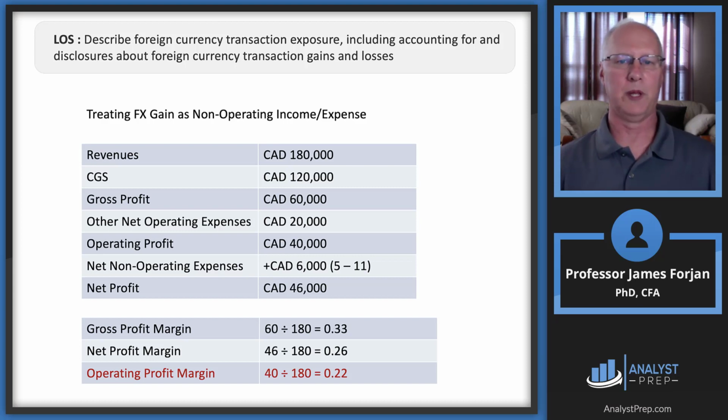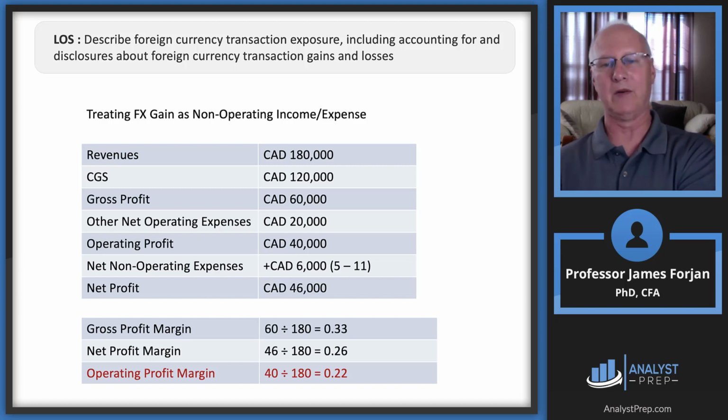So very simply and quickly, let's go through this again. 180 minus 120, there's our gross profit of 60. And there's our other net operating expenses, which now is just the 20, right? Just the 20. Take that away from 60, that gives us an operating profit of 40. But then our net non-operating expenses, this is going to be a plus 6 because we had the 5 and the gain, we got to add that. So 5 minus 11, that's a minus, but we have to plus it because we're adding a negative, so that gets us to the 46,000 of net profit.